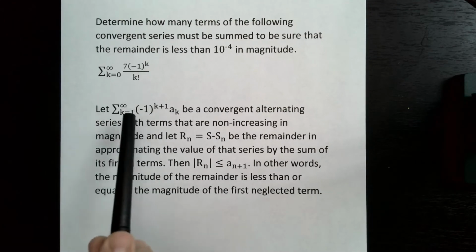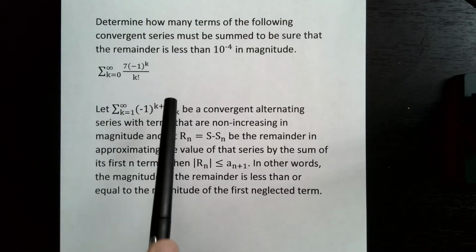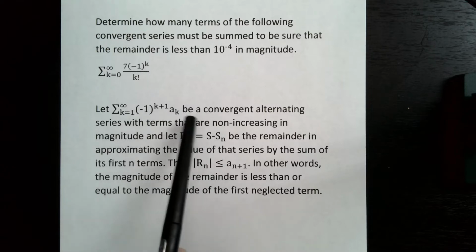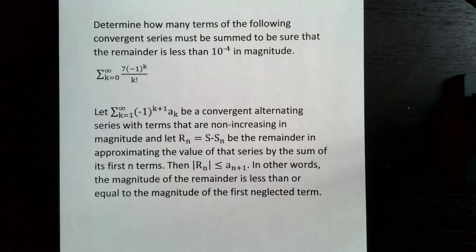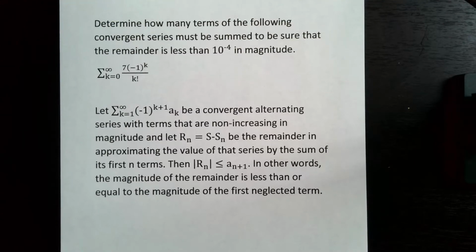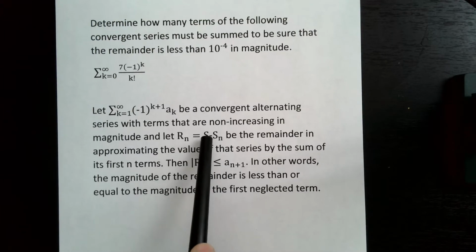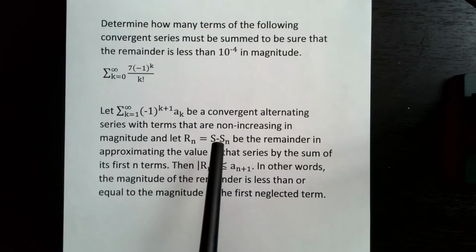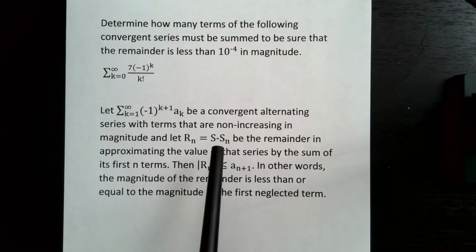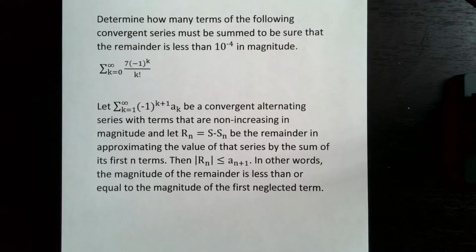Okay, and we're told to let the series from k equals 1 to infinity of negative 1 to the k plus 1 times a sub k be a convergent alternating series with terms that are non-increasing in magnitude, and let r sub n, which is the remainder, equal s, which is the sum, minus the sum of n terms, however many terms we decide are needed in order to get that remainder, be the remainder when approximating the value of that series by the sum of its first n terms.